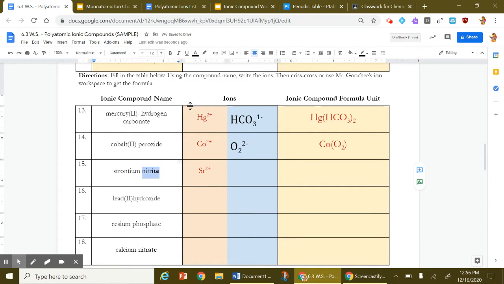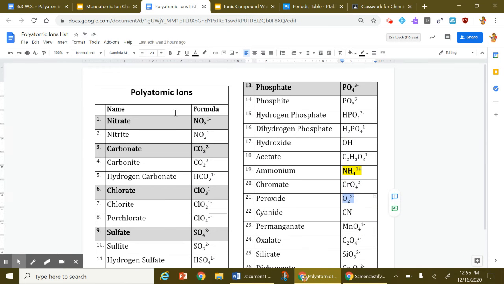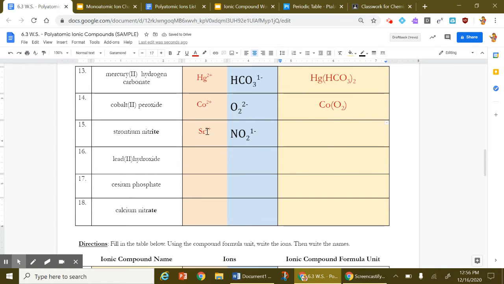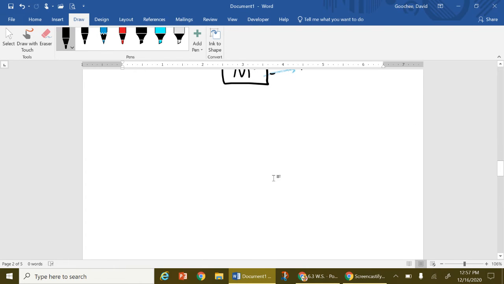Nitrate. What is nitrate? Well, let me pull up this polyatomic ion list. Let me find it. Nitrate is NO3 1 minus. Nitrite is NO2 1 minus. All right, so what is the formula for this? Well, strontium is 2 plus. Nitrate is 1 minus. Okay, I'm going to do a little bit of crisscrossing. Let's give that a try.